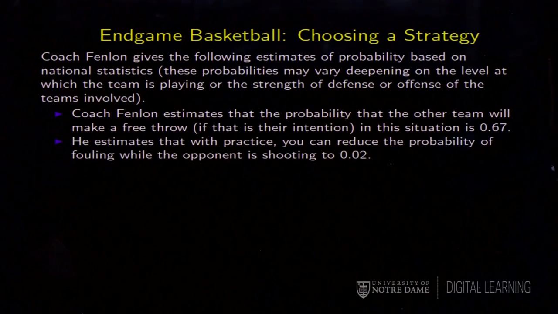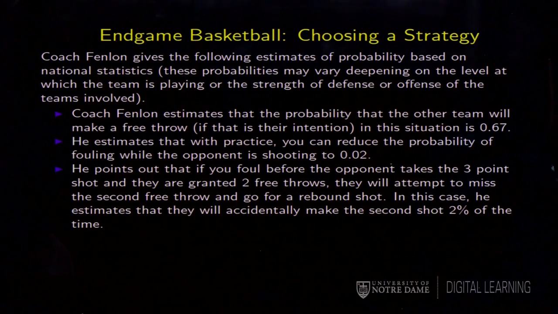He estimates that with practice you can reduce the probability of fouling the opponent while they're shooting to 0.02. And this is a good thing to do. You don't want to foul your opponent when they're shooting because then they might actually make the shot plus get an extra free throw, which would increase their probability of winning. Nevertheless, your opponent can sense when you're going to foul and shoot when that's happening.